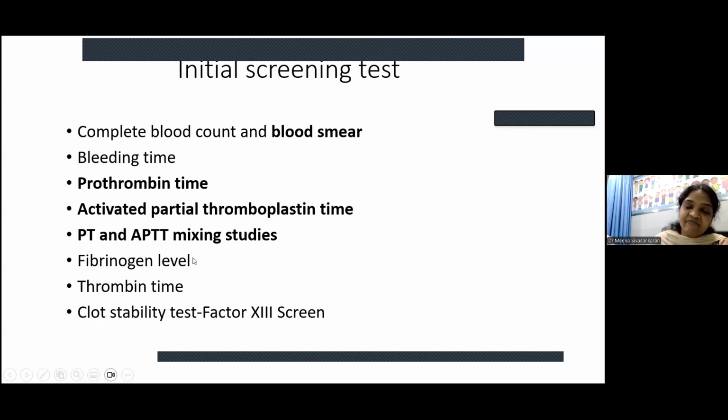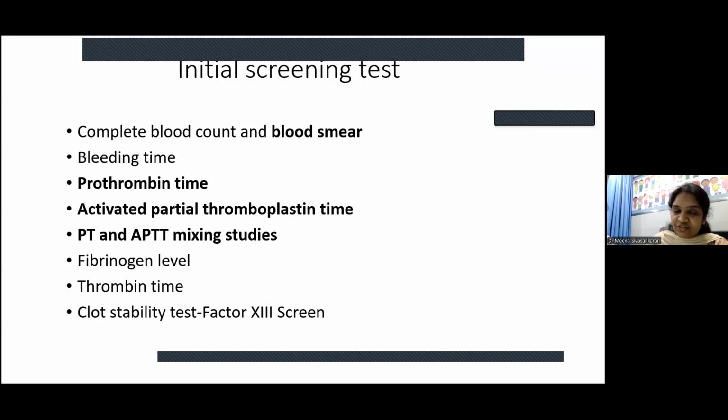In some cases, like coagulopathy, DIC, sepsis, we can have a low fibrinogen level, or inherited forms of fibrinogen deficiency. So thrombin time would help in identifying if there is a fibrinogen deficiency. If our platelet count is normal, bleeding time is normal, and our PT and APTT are normal, even then there might be a possibility of an underlying bleeding disorder.